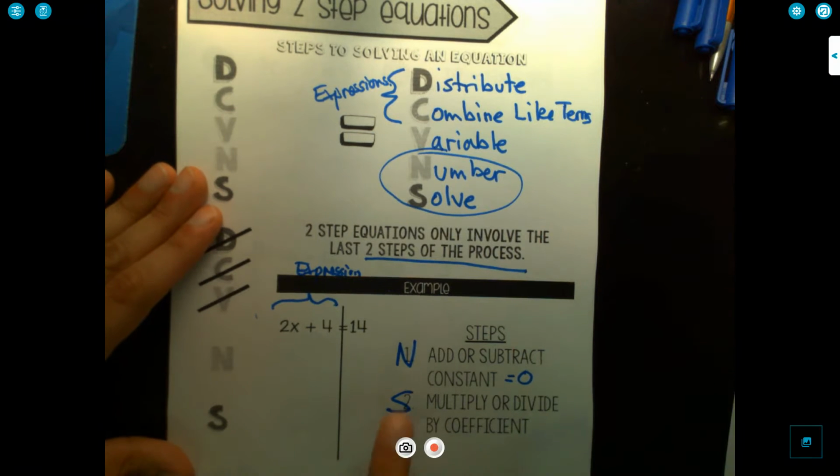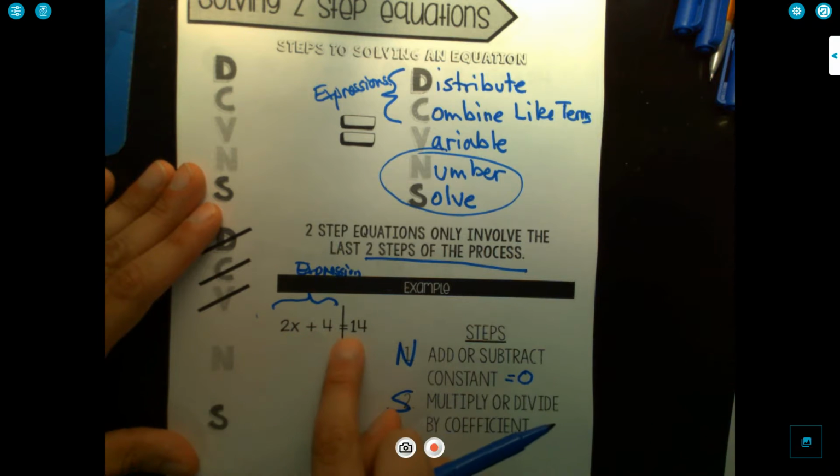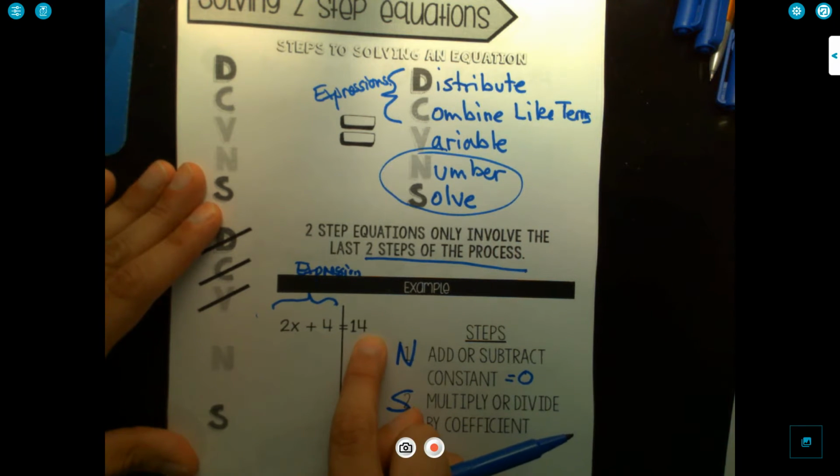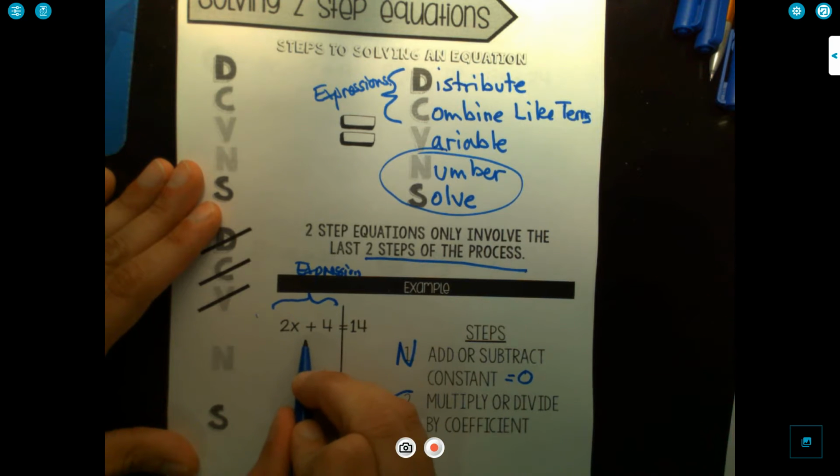So in order to do that, for number, add or subtract constant. I'm going to move this 4 over here. I don't want to move this 14 over here because remember, our goal is to get the variable on one side and the constant on the other side. So since the variable is already on the left side, I'm going to move the 4. I'm going to cancel out the 4 and move it over to the right side. So to do that, I've got to get it equal to 0.